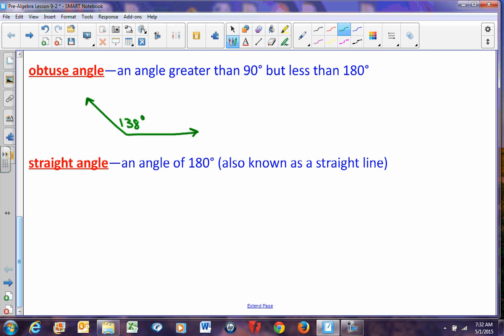A straight angle is an angle of 180 degrees, also known as a straight line. That's why it's called a straight angle. This is a straight angle. It could be that way, it could be this way. Could be diagonally. It's still a straight angle because it's 180 degrees. It's a straight line.